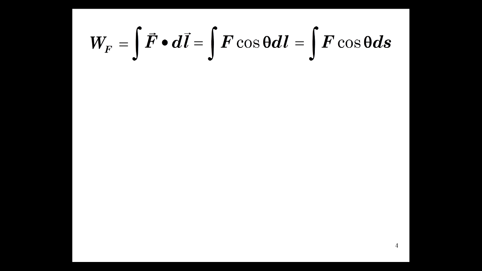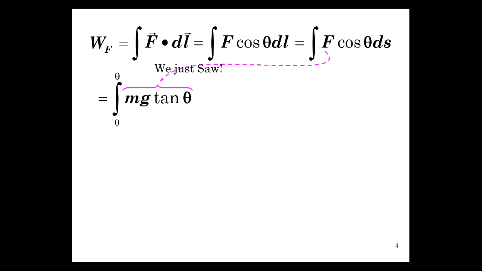Work done by the force, integral of F dot dl, which is integral of F cosine of theta dl. That's what the dot product is. And that is F cosine of theta ds, because dl became ds. Now, the force we just saw is mg tangent of theta, so that's the F. We're going to multiply that by cosine of theta. And then what was ds? Well, ds was r d theta. So there we go. There's the whole thing.